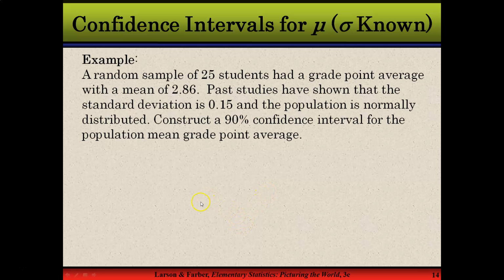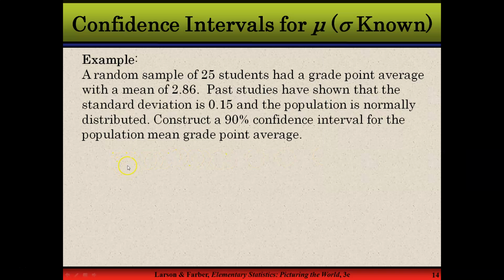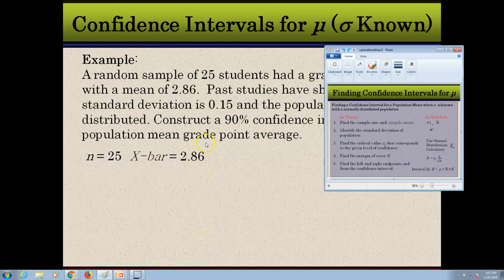Like I mentioned in my lecture notes, you're just going to follow the steps. Let me show you the steps. In step number 1, they ask you to find the sample size and the sample mean, in other words, n and x bar. So what is the sample size? How big was the sample that they used for this study? The n is 25. Also, they ask us to find the sample mean, x bar, and the sample mean is 2.86. And we did step number 1.